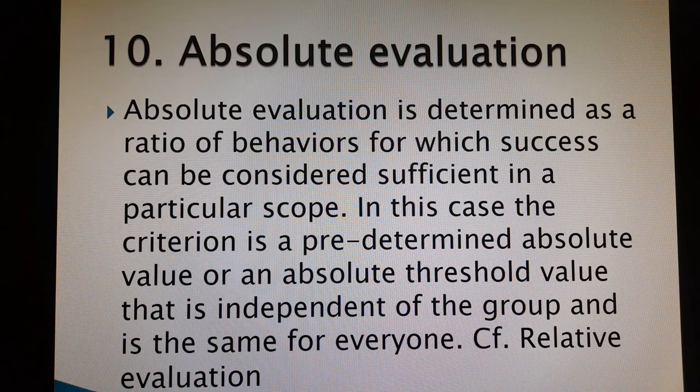Absolute evaluation. Absolute evaluation is determined as a ratio of behaviors for which success can be considered sufficient in a particular scope. In this case, the criterion is a predetermined absolute value or an absolute threshold value that is independent of the group and is the same for everyone. It is compared to relative evaluation.